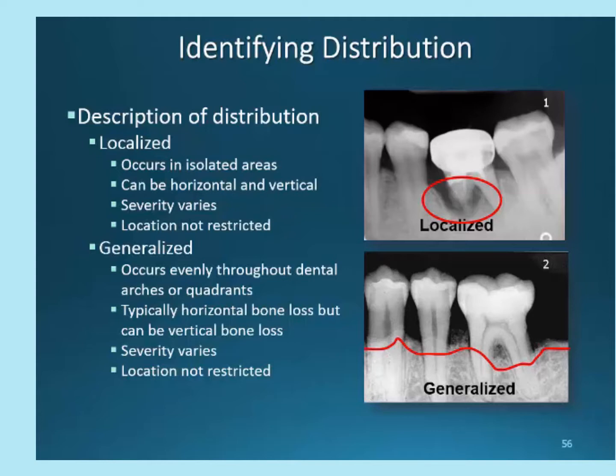Image 1 identifies only one tooth having bone loss. Generalization occurs when the periodontal condition is evident throughout the arch or quadrant. If the condition is generalized throughout the entire mouth, the condition will have a presence of 30% or more across the dentition. Both horizontal and vertical bone loss can be present, and again, severity is not defined by location or distribution. Image 2 shows bone loss throughout the entire quadrant.